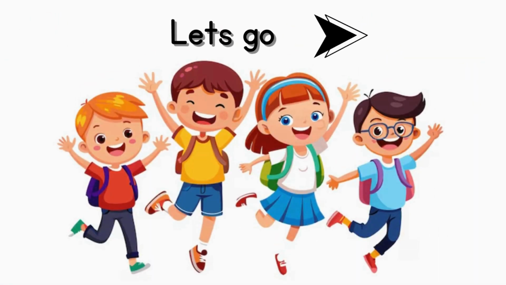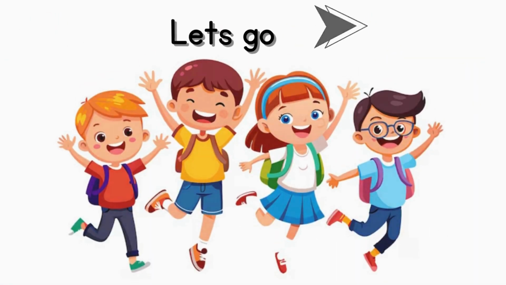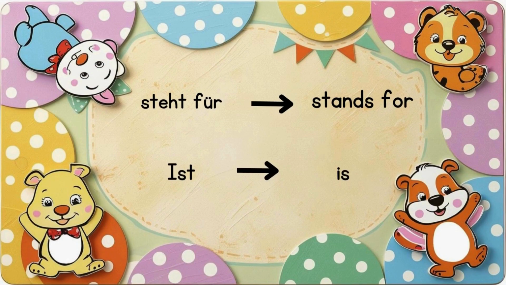Before we start, let's understand two important German phrases that you'll see a lot in this lesson. The first one is steht für. Once again, steht für. Steht für means stand for. We use it when we say that a letter represents a word. And the second one is ist. Ist simply means is.